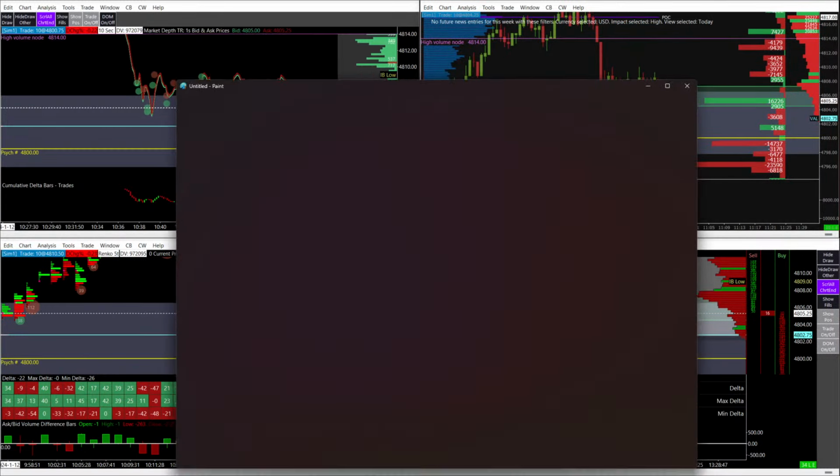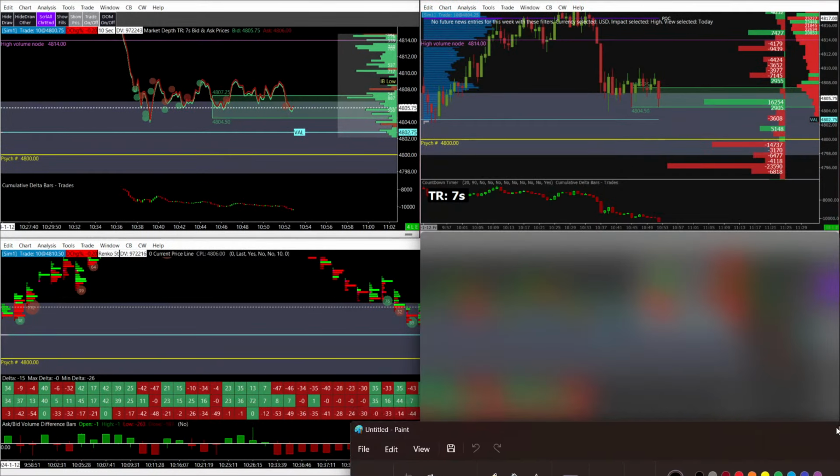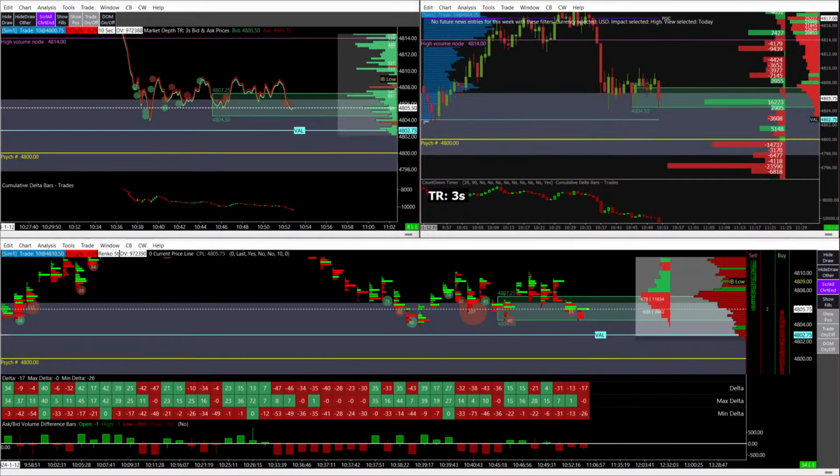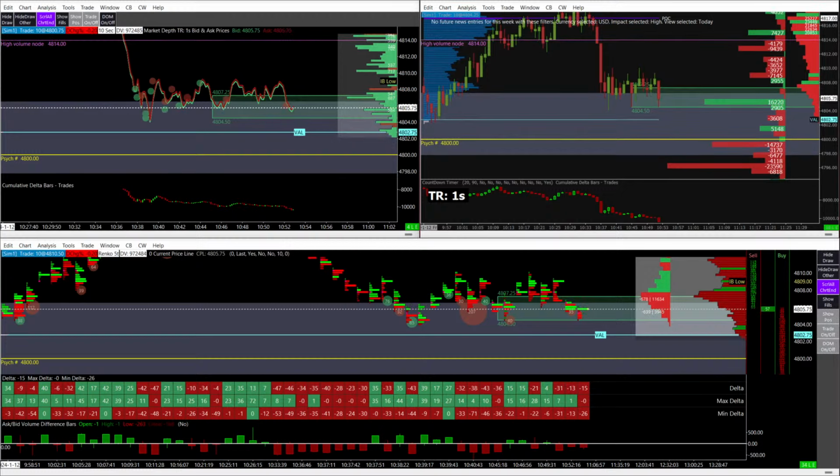Yeah, you can definitely spot it on the footprint. I would say on low volume days, it's a little easier. You just have to be a little more considerate of how far price can move.